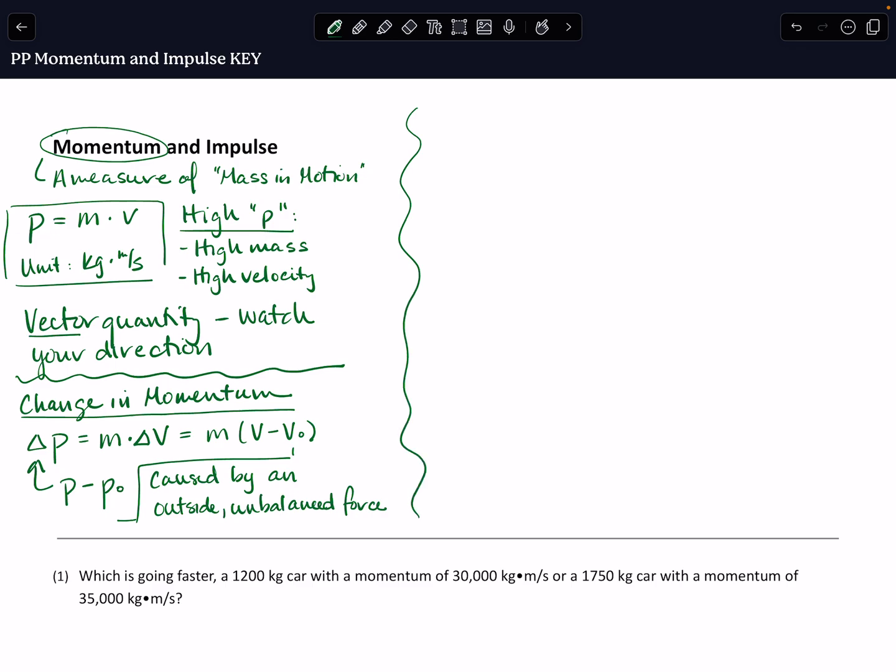So let's talk a little bit about those forces. For example, let's just say we have two carts and we're going to let them run into each other.